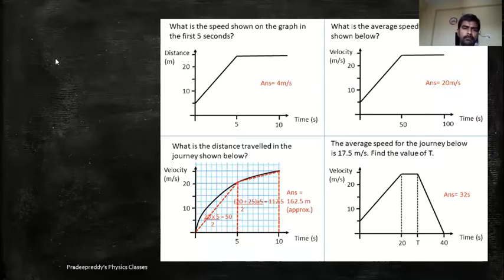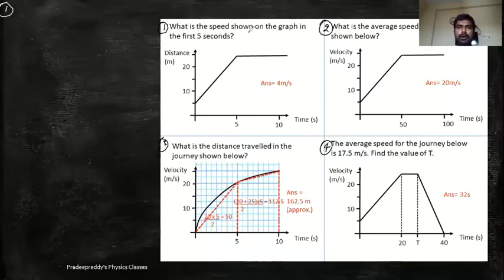Problem number 3. Here we have 4 different figures. From these you should find out whatever the desired quantity they are asking. This is 1, and it is 2, and it is 3, and it is 4. 4 questions we will be covering in the same graph, same figure. In this same slide we will be covering all these questions. Now come to question number 1.